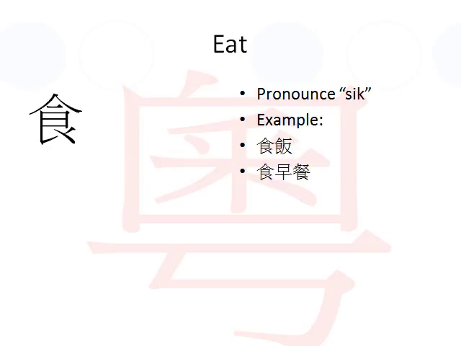So again, the pronunciation for this Cantonese verb would be sick. For examples, I've provided two here. One of them is sek fan, which is eating rice, or also you can call it eating meals, because usually meal would be related to this kanji as well, which is fan. And the other example is sek zhou chan. Zhou chan is breakfast. So this sentence means eating breakfast.